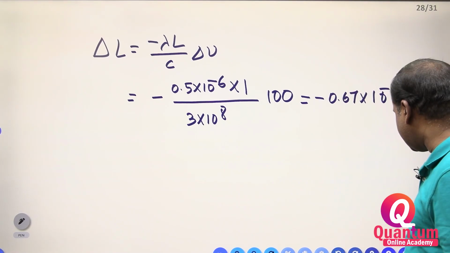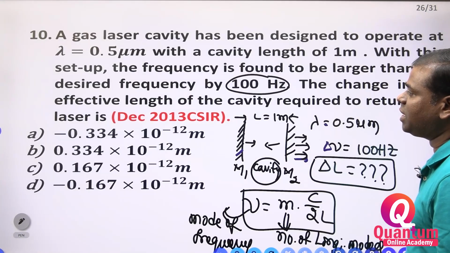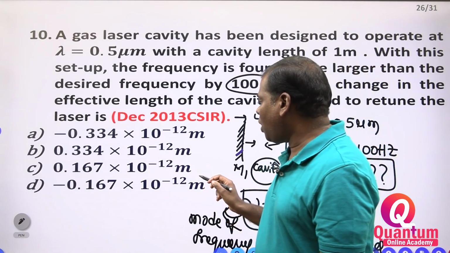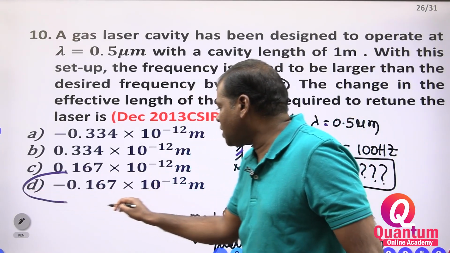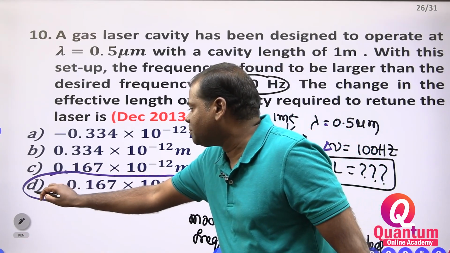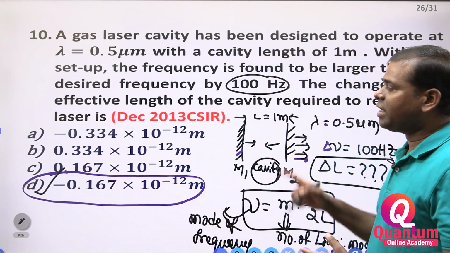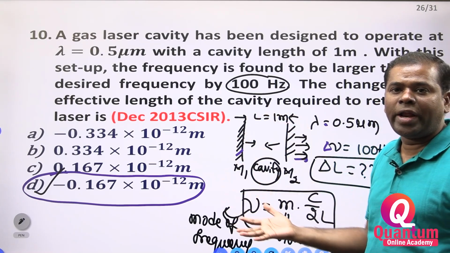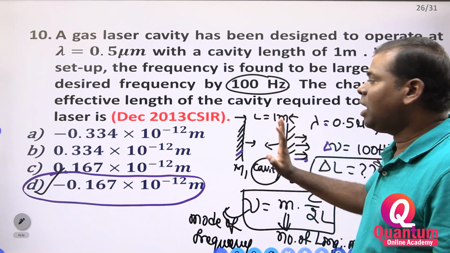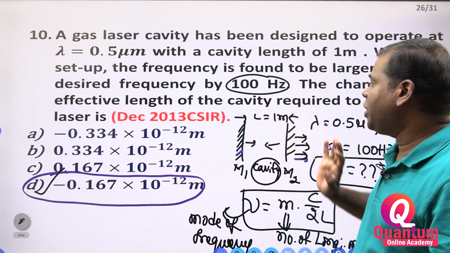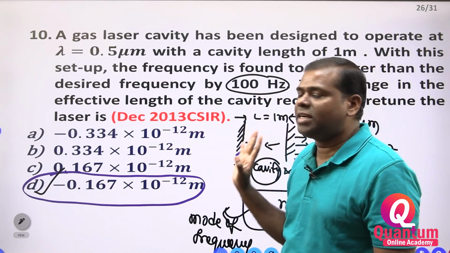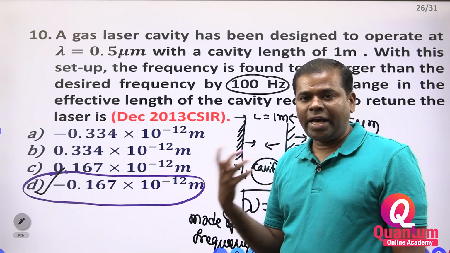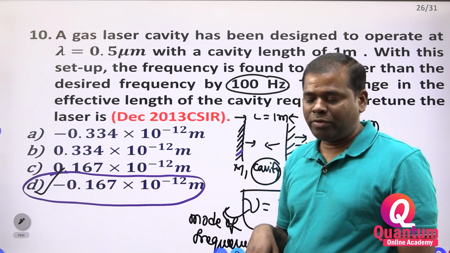Check the options to see whether that value is there. That option is option D. This question is from the area of resonance, normal modes and coherence length. From that area the question was asked in CSIR December 2013.